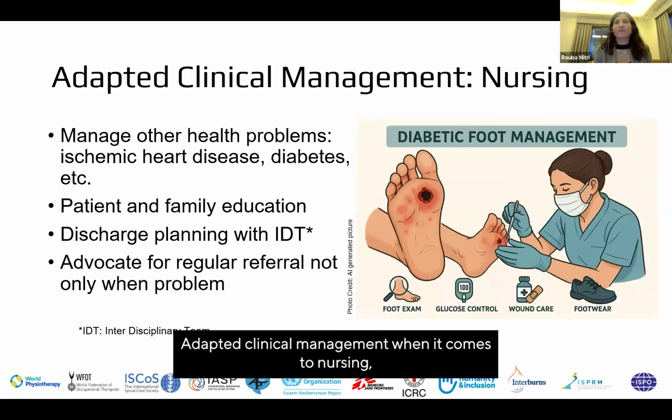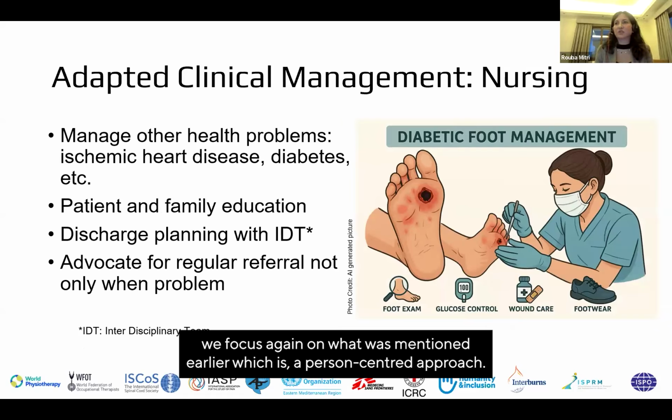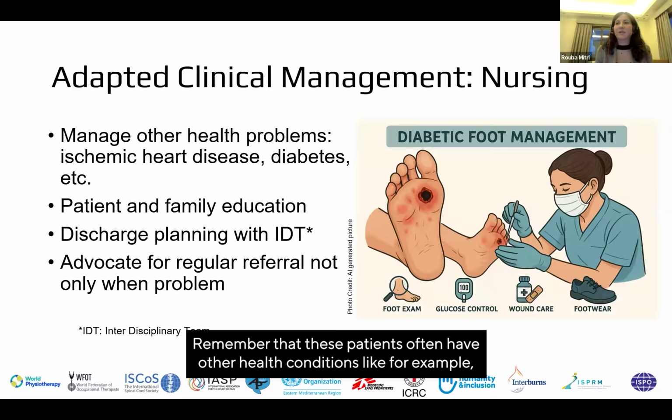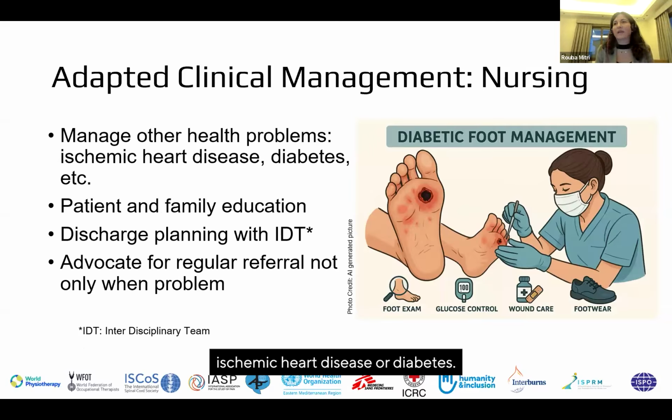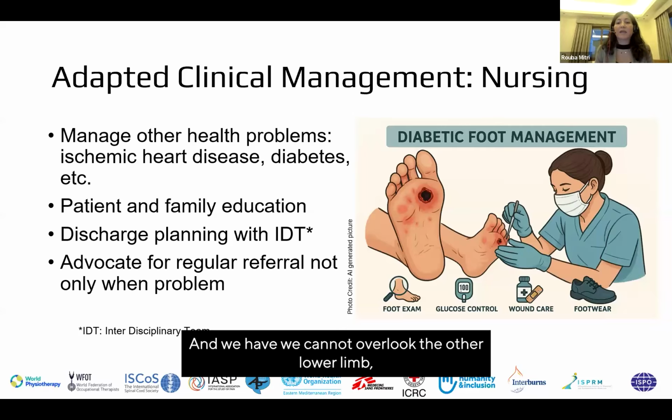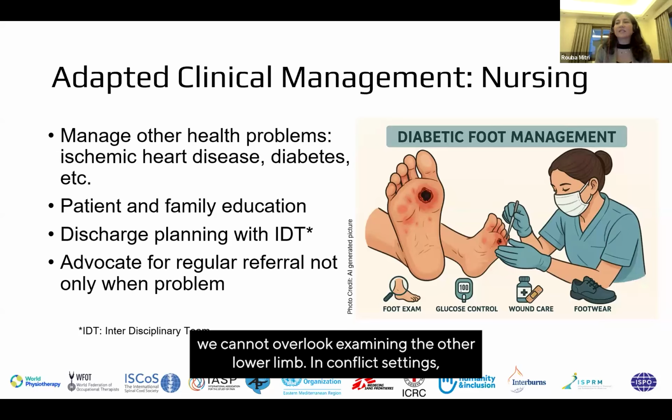Adapted clinical management when it comes to nursing. We focus again on what was mentioned earlier, which is a person-centered approach. It's important not only to care for the amputated limb. Remember that these patients often have other health conditions, for example, ischemic heart disease or diabetes, and things get even more complicated with diabetes. And we cannot overlook examining the other lower limb.